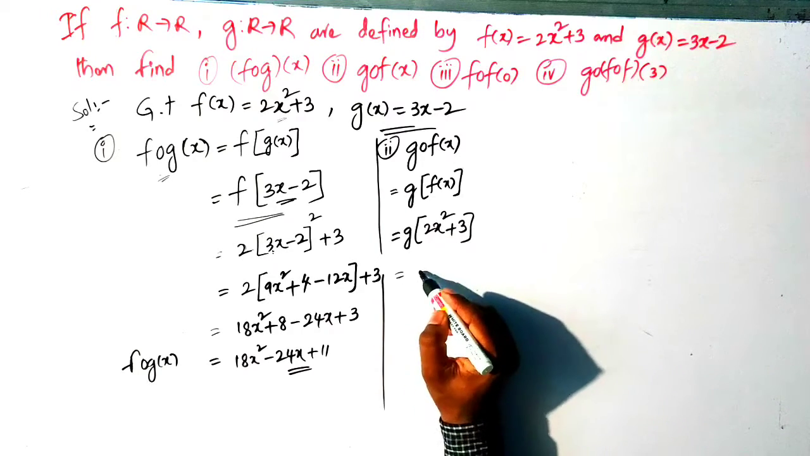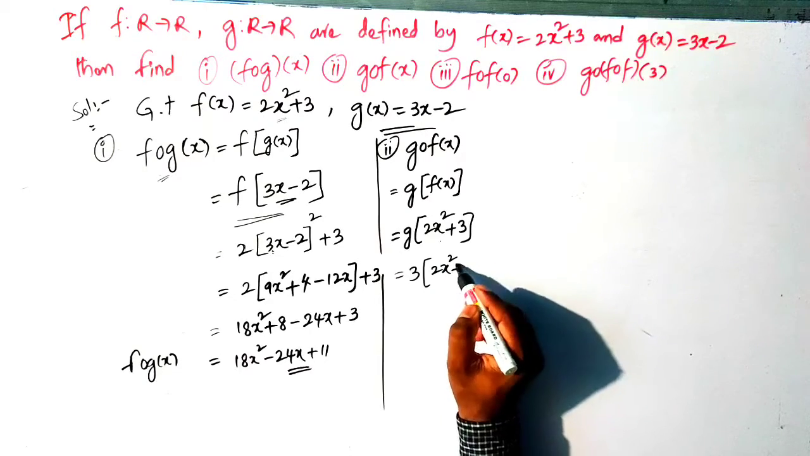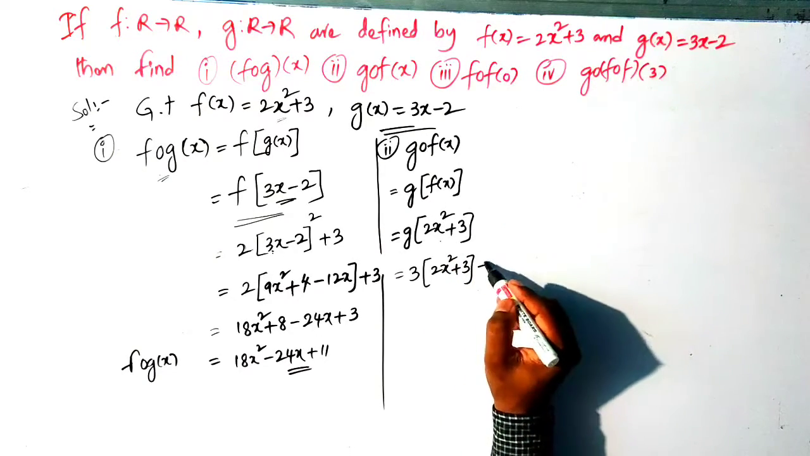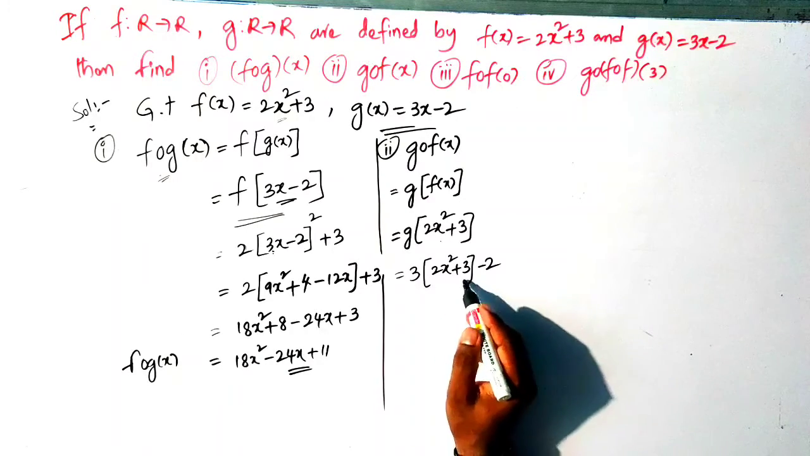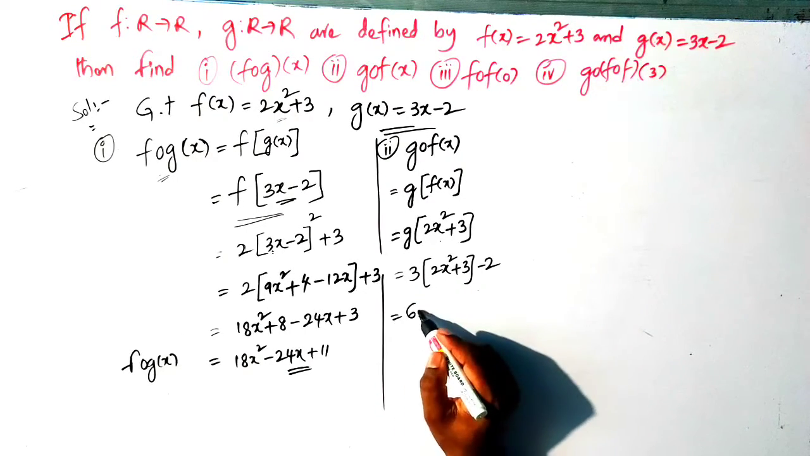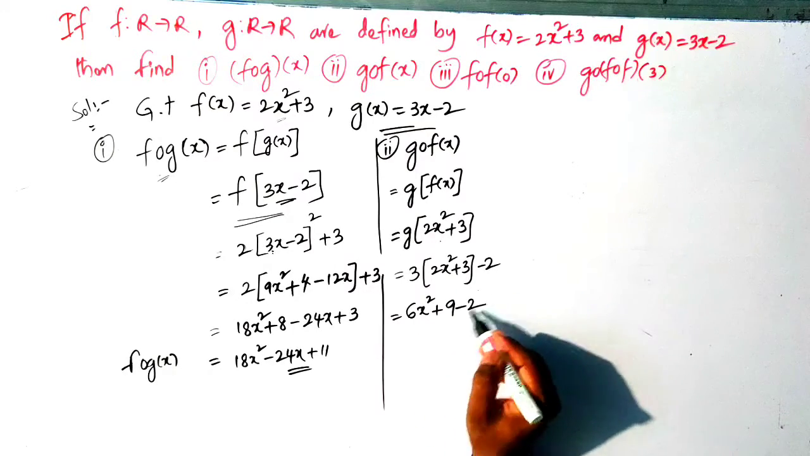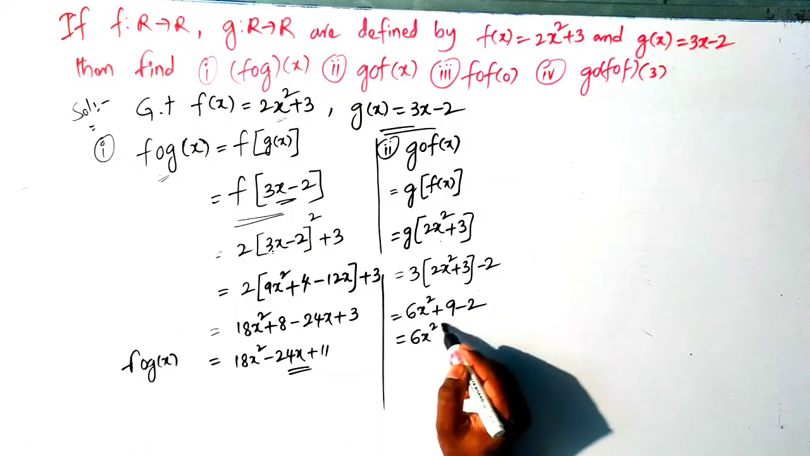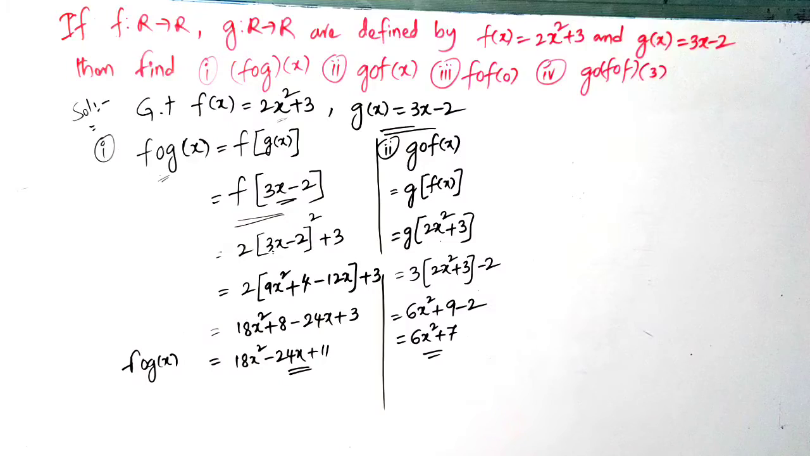So in place of x, what do we substitute here? 2x square plus 3, minus 2 as it is. Why? Because the g of x value is 3x minus 2. In place of x, 2x square plus 3 is there, so we substitute 2x square plus 3. So 3 twos are 6x square plus 3 threes are 9 minus 2. So 6x square plus 7 we get here, since 9 minus 2 is 7. This is the value of g circle f of x.